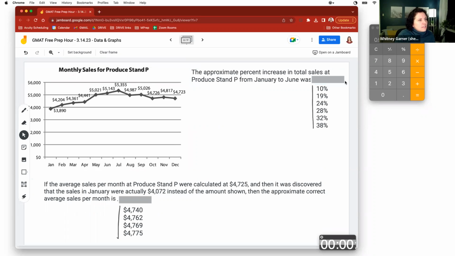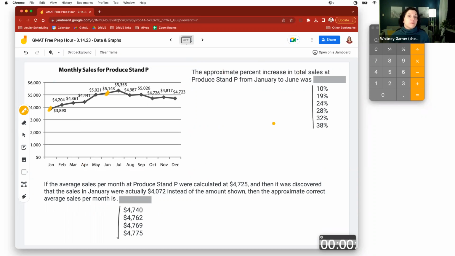Okay, so let's start. The first one seems a little shorter. The second one seems kind of a mess. So the approximate percent increase in total sales, so this is total monthly sales, from January. So here's from January to June. So the approximate percent increase.